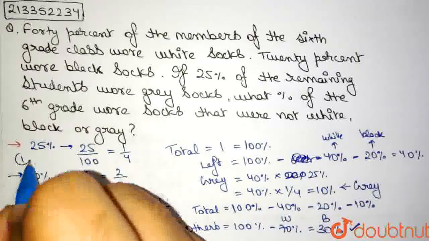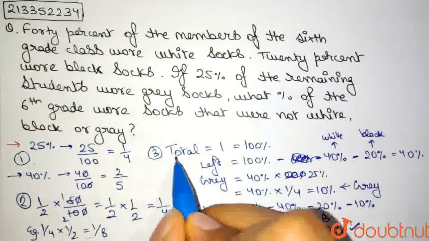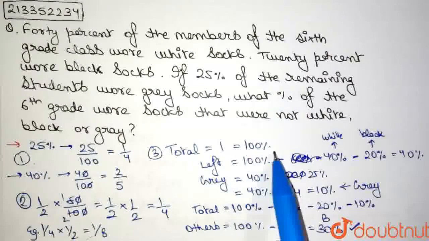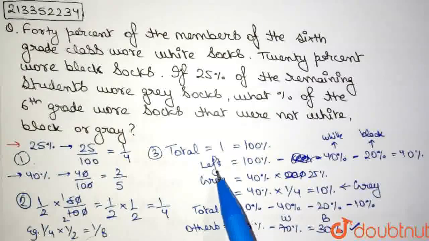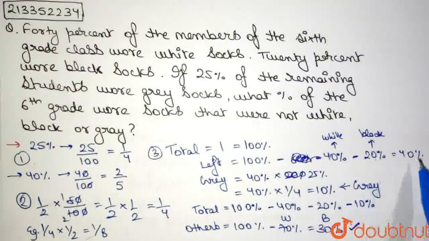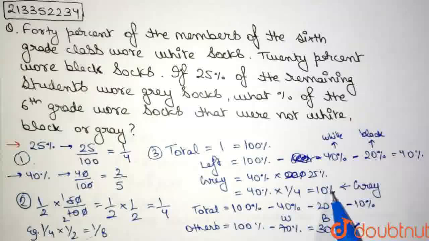So this was the first concept, this was the second concept, and the third concept was that total is always 1 or 100%. So this is in terms of fractions and this is in terms of percentages. So what we did now, we found out the leftover. So 100% minus 40% minus 20%, which came out to be 40%. And then from that 40%, we found out the value of gray as 10%. So out of total 100%, we had 10% gray because it was 25% of 40% or 1 by 4 of 40%. Then we subtracted from total each of these individual values and obtained the socks which were not white, black or gray as 30%.